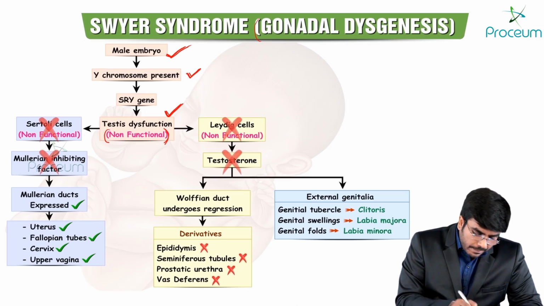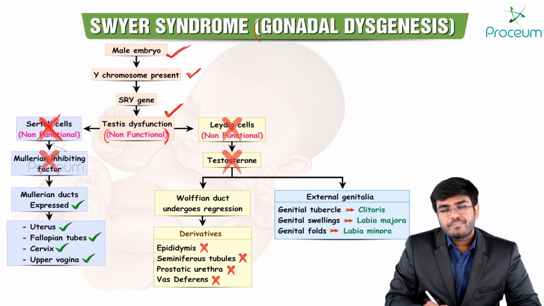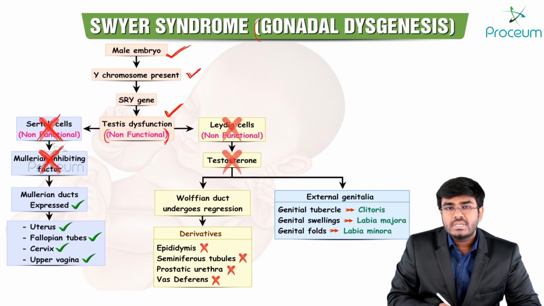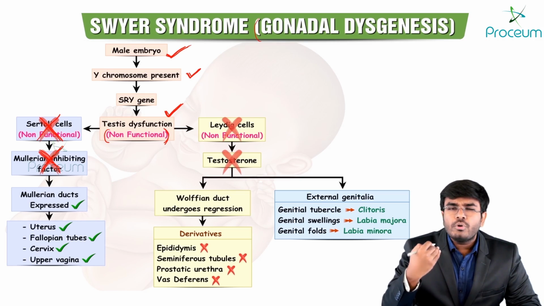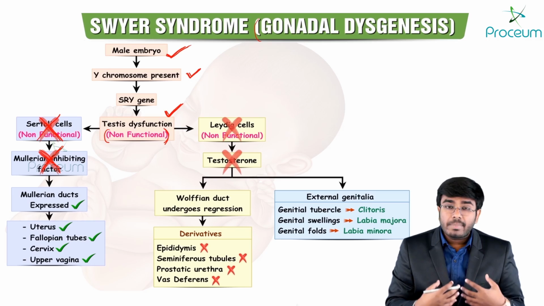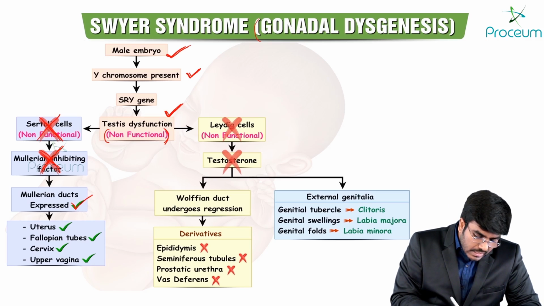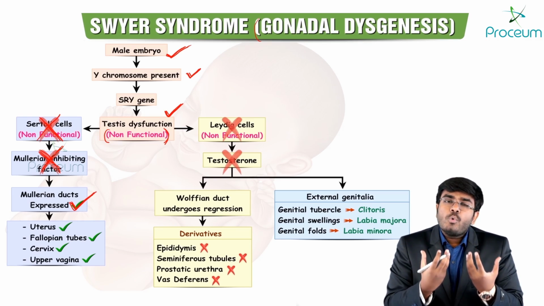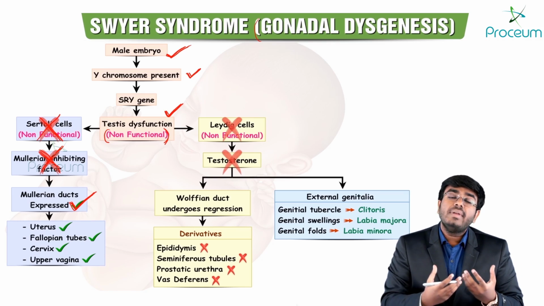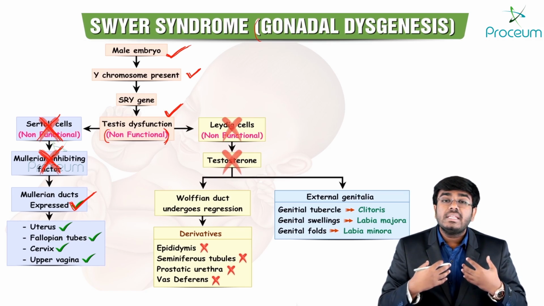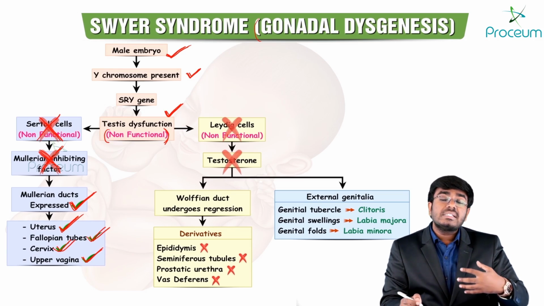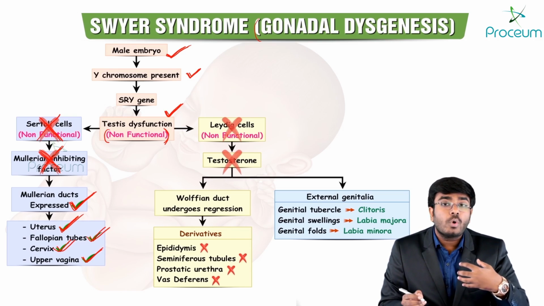Now if it is non-functional, the Sertoli cells are also non-functional. If Sertoli cells are not functional, it means the Mullerian inhibiting factor is not getting produced. If Mullerian inhibiting factor is not produced in a male fetus, what happens? Now these Mullerian ducts are going to express in a male fetus. So the derivatives of the Mullerian ducts are going to be seen in this male child. So a male child is going to develop uterus, fallopian tubes, cervix and upper vagina. So a male is developing the internal female reproductive organs.